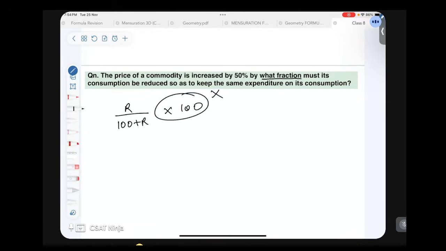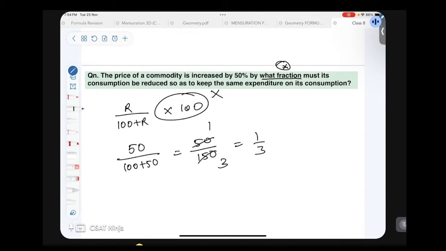I don't need to put this one. Actually, we know that in our formula there is 100, but I don't need to put this because we are asked to find the fraction only. So 50% was increased, and 100 plus 50 is equal to how much? 50 divided by 150, that means 1 by 3.